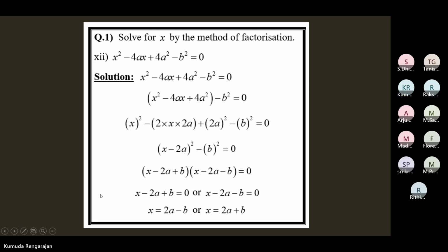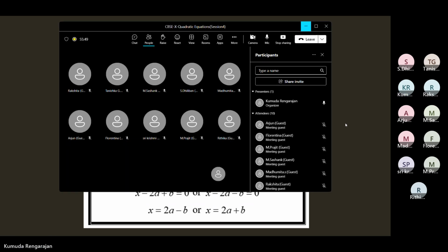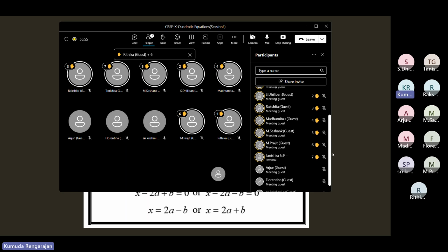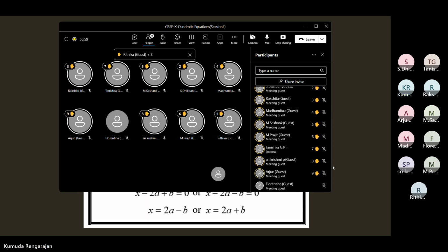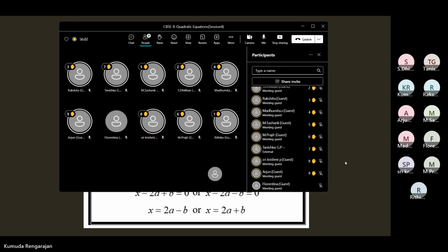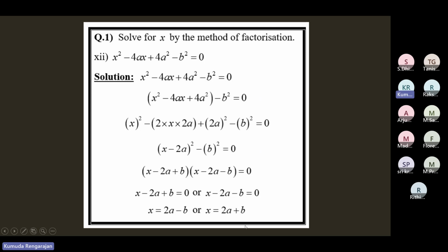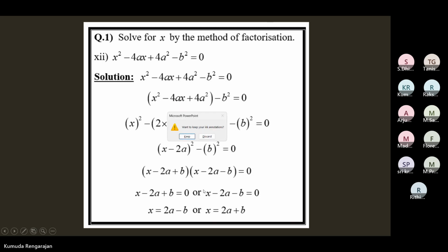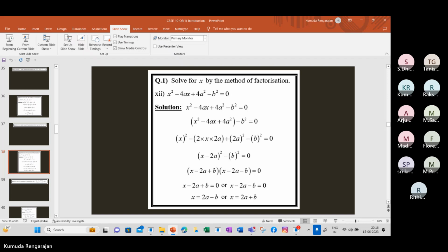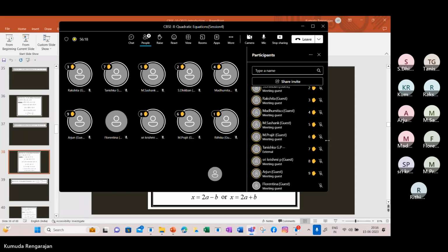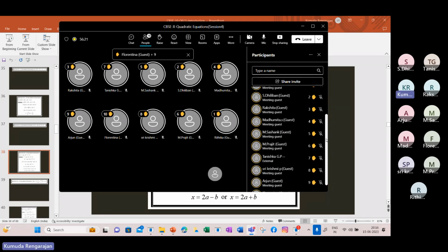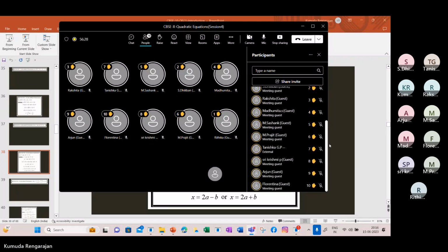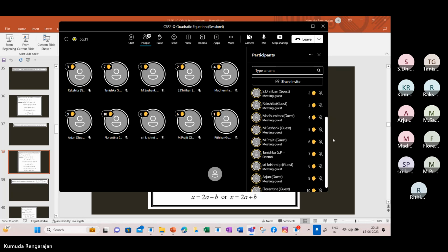Okay. Class, use the emoji, raise your hand. Ritika, Dilipan, Rakshita, Madhumita, Sashank, Prajit, Tanishka. Sorry, 1 second. Florentina. Okay.